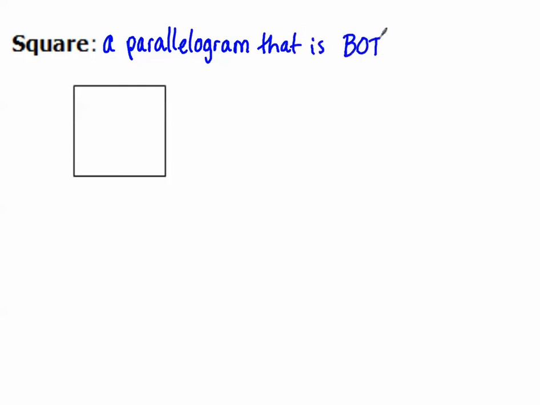Then you can have a parallelogram that is both. So a square is a parallelogram that is both a rhombus and a rectangle. It's both of those things.